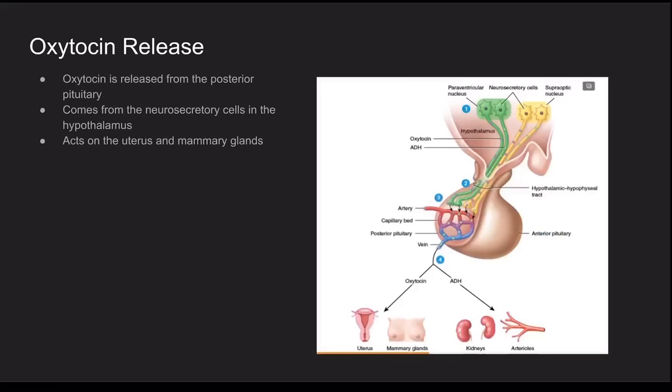So on the right-hand side of the slide, we have a picture from our textbook, and as we can see, oxytocin is released from the posterior pituitary, and it is now released into the bloodstream where it can act on the mammary glands. As we said, we'll be focusing on this for this learning objective.